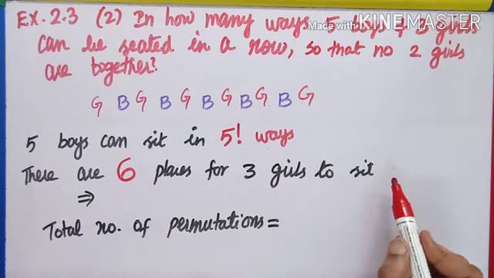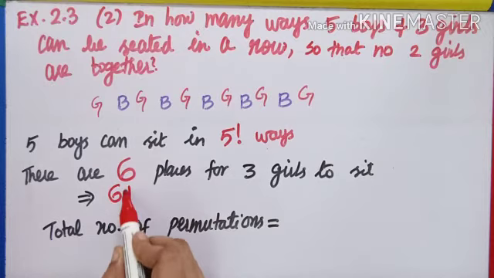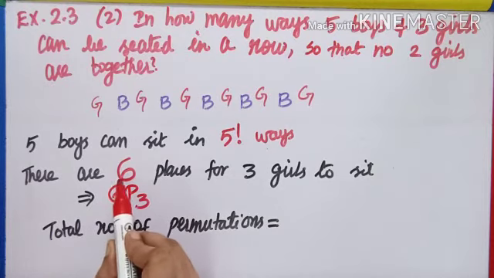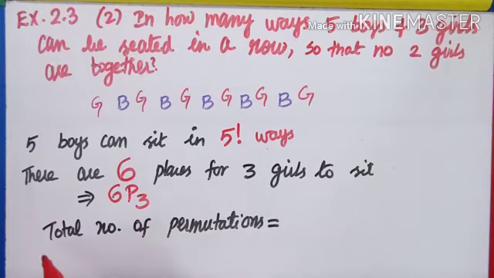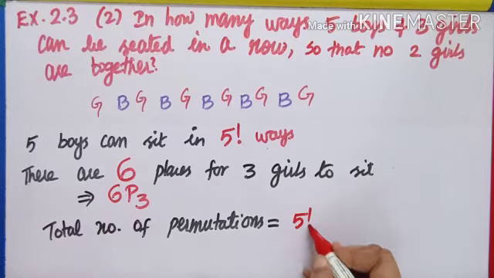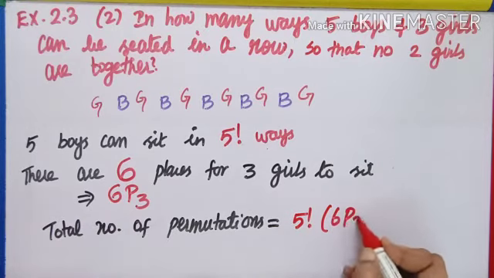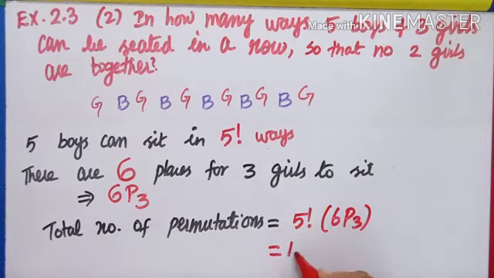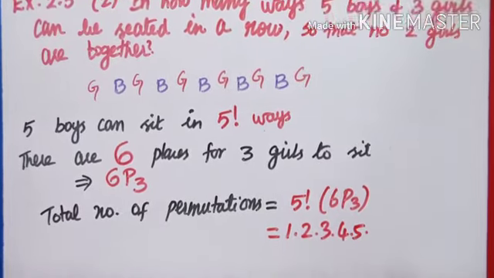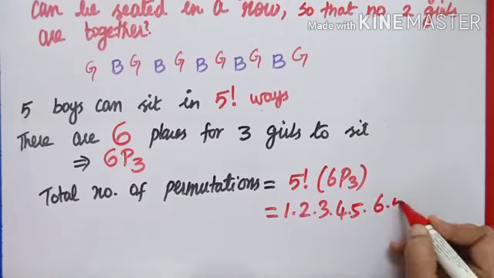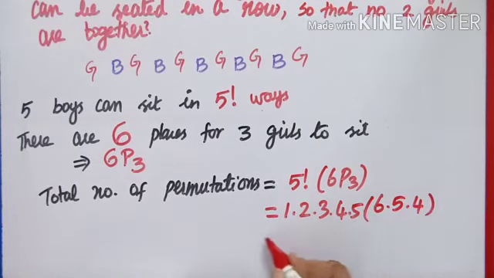How many ways can they sit? 6P3. 6 places are there, but only 3 girls are going to sit. So 6P3. What is the total number of permutations? Multiply 5 factorial into 6P3. As I expand, 5 factorial is 1, 2, 3, 4, 5, and 6P3 is 6 into 5 into 4. Multiply it all and write your answer.